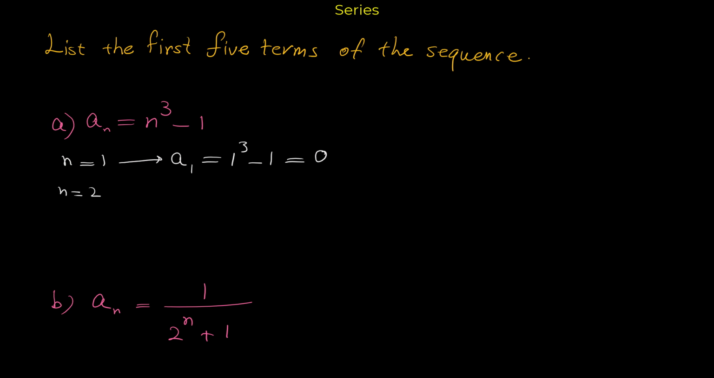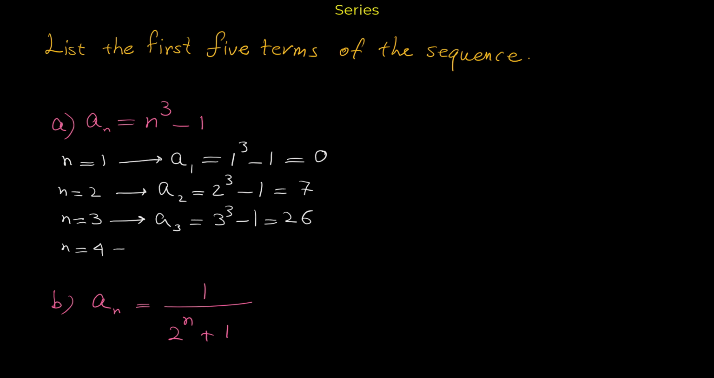The next term, we plug in 2 in the given rule, and then we have 2^3 minus 1, which is 7. The third term of this sequence is 3^3 minus 1, which is 26. The fourth term is 4 to the power of 3 minus 1. 4^3 is 64, minus 1 is 63. And the fifth term is a_5, 5^3 minus 1, 125 minus 1, 124.